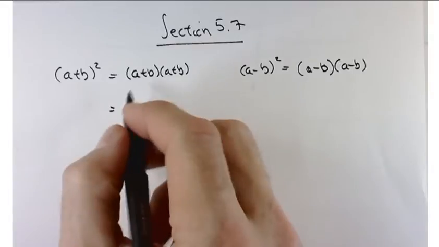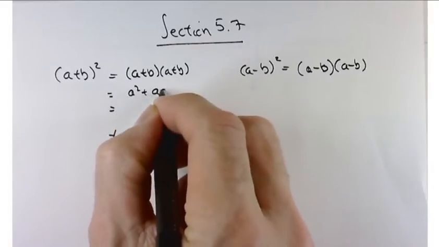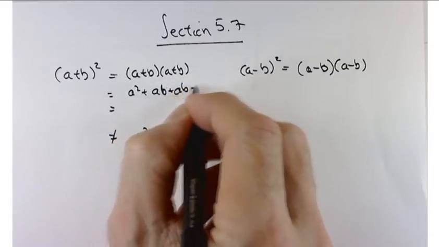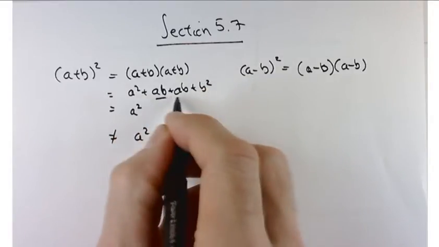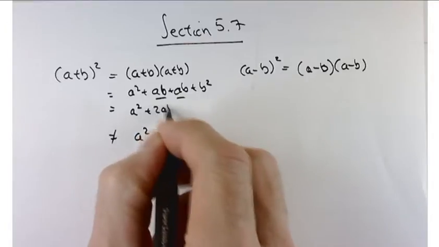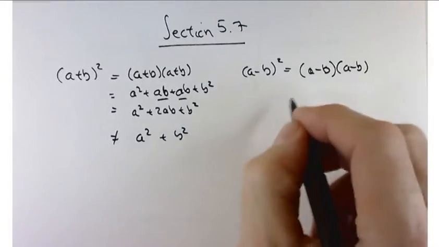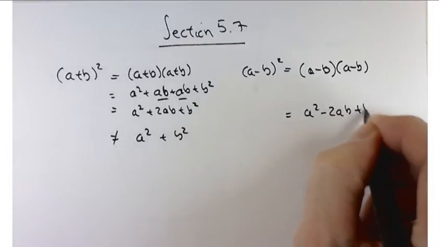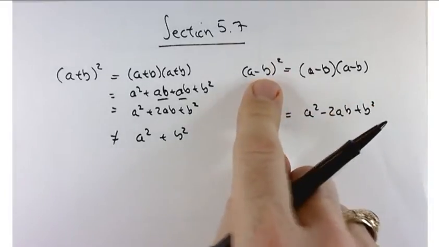Instead, if you square this out carefully, you're going to get a squared plus ab plus ba, but I'll write that as ab plus b squared. Now these middle two terms are the same, so we can combine them. They're like terms. You end up with a squared plus 2ab plus b squared. Likewise over here, if you FOIL this one out, you'll end up with a squared minus 2ab plus b squared. And again, you can't just square the terms when you're squaring this thing out.